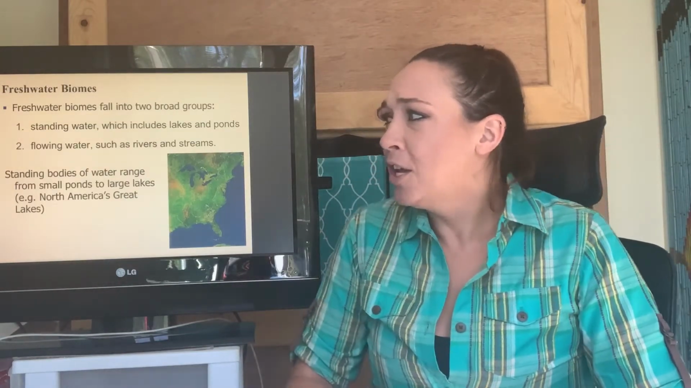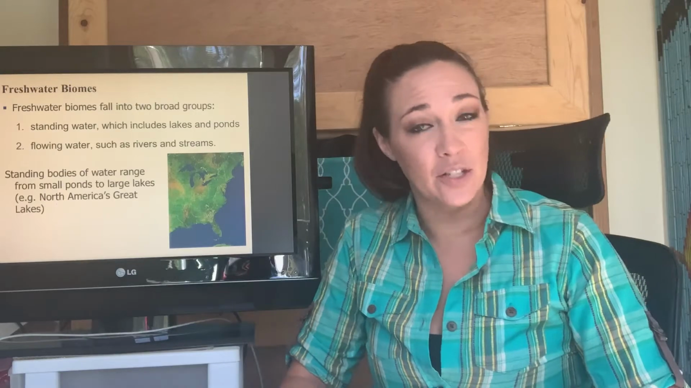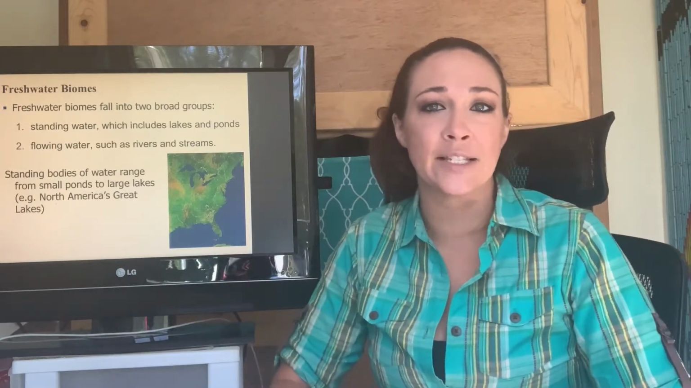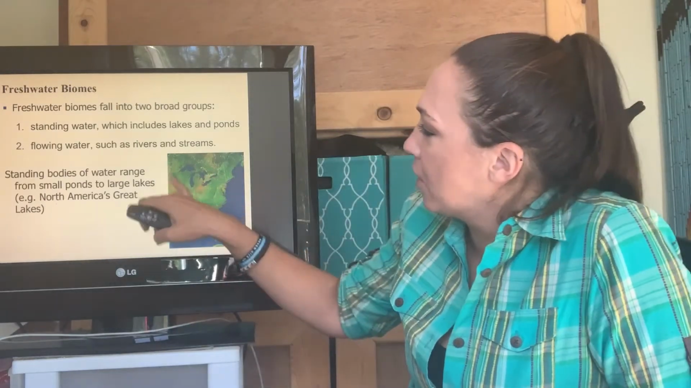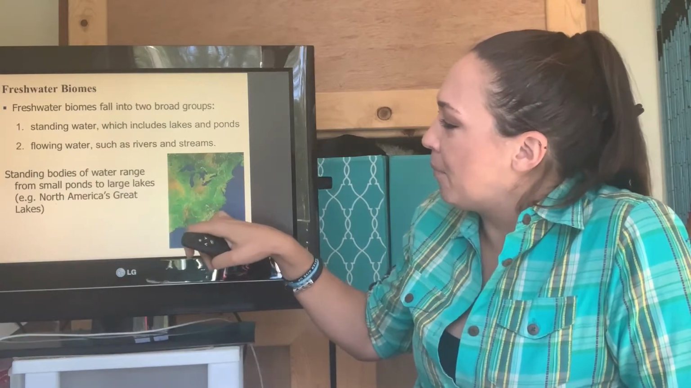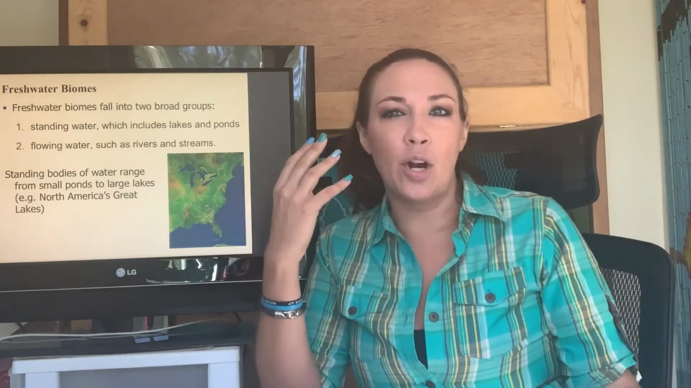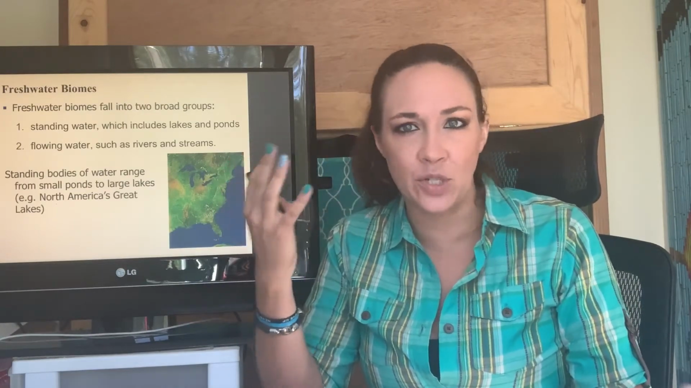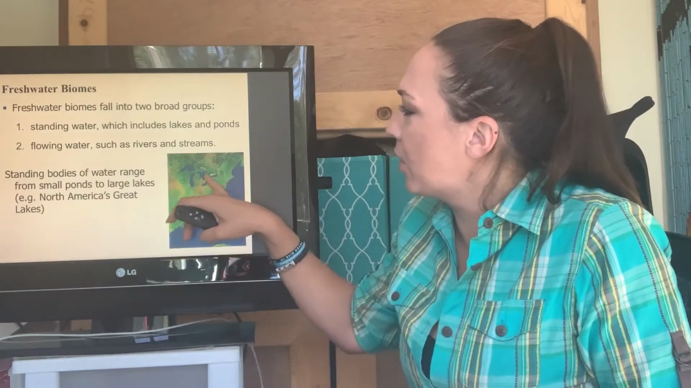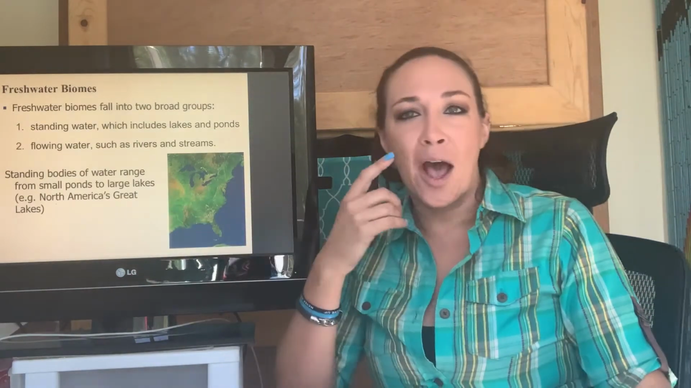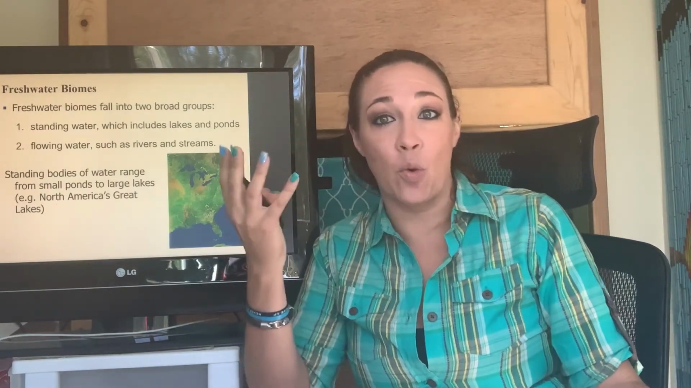Now we do have small, tiny little ponds, but we also have massive, giant lakes. So the Great Lakes, which you can see right here again in the upper northeast, are basically these huge, in fact some of the largest, if not the largest, freshwater lakes in the world. It's just absolutely massive. And some of them are connected, you can see right here. But they are fresh water.